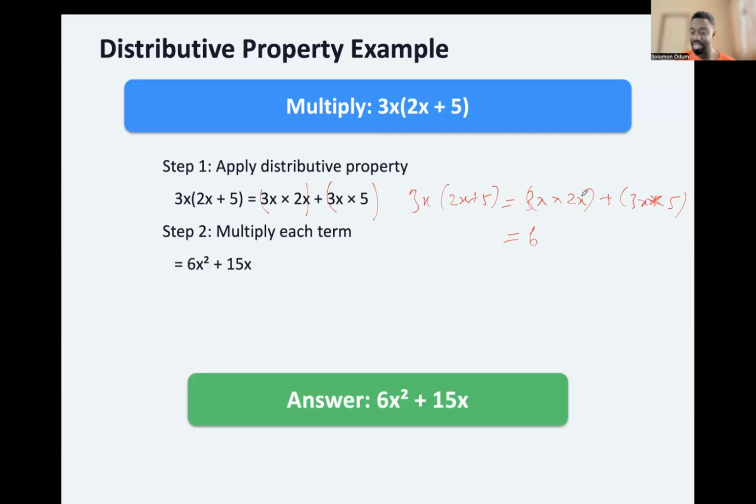And x times x, remember, is x squared, because in the same way, when you multiply powers, you add the exponents. So you're going to have 6x squared plus 3x times 5. You just multiply the coefficients to give you 15, then you attach the x. So the answer will be 6x squared plus 15x.